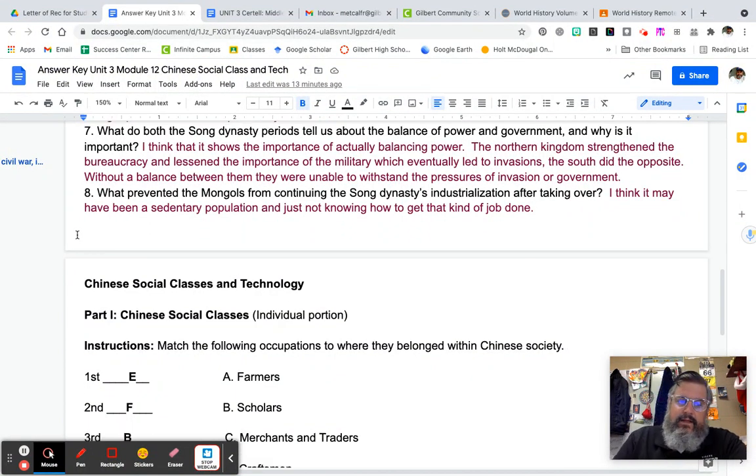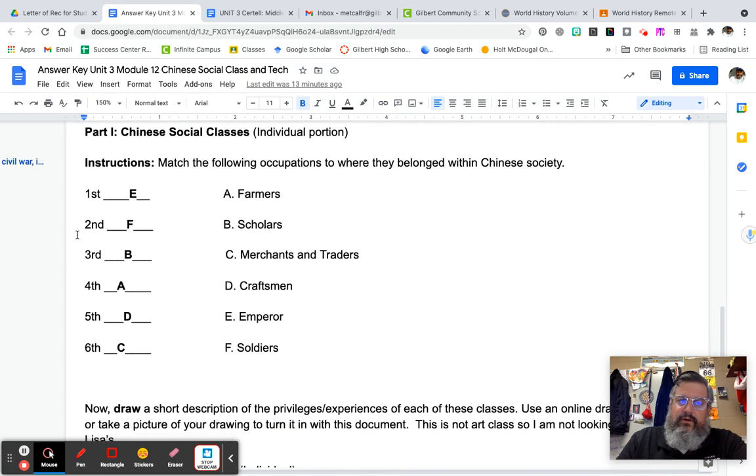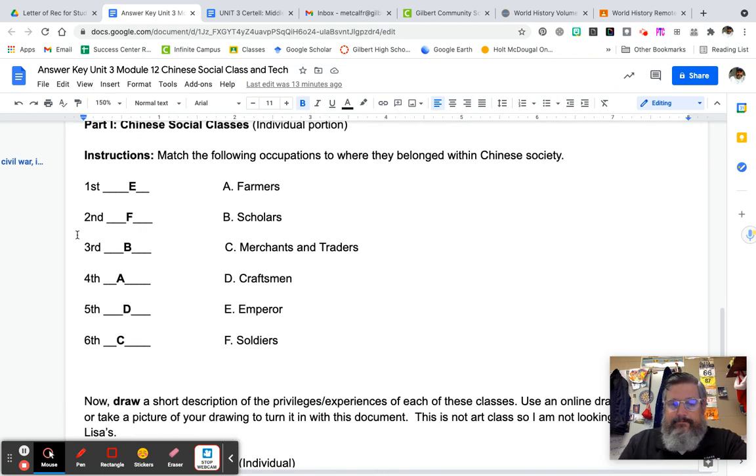All right, now I'm just going to go over this real quick. Here's the order of how they go, and this was in the notes, okay? EFBADC. There it is.